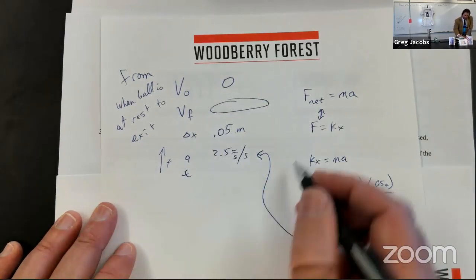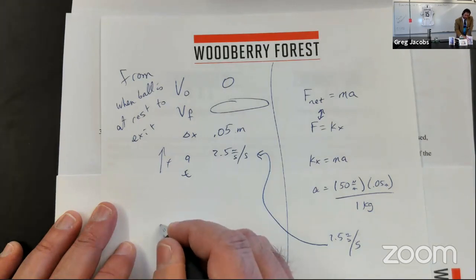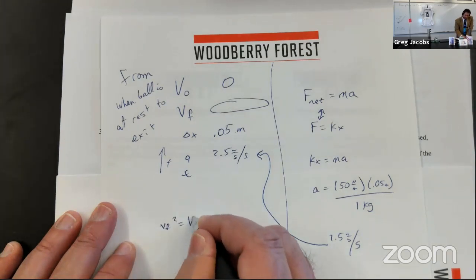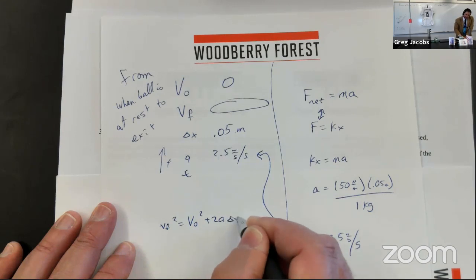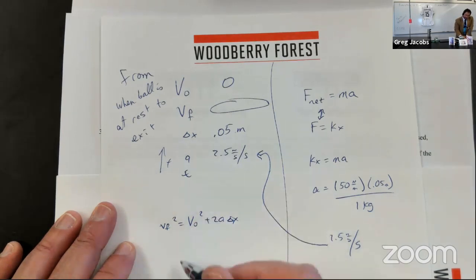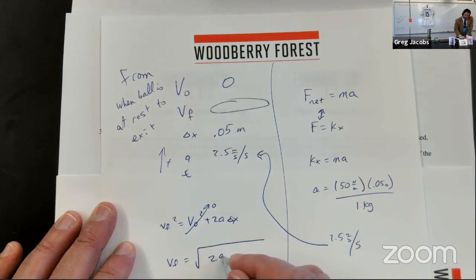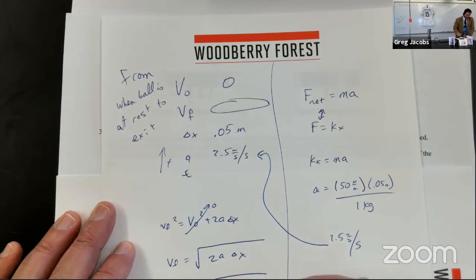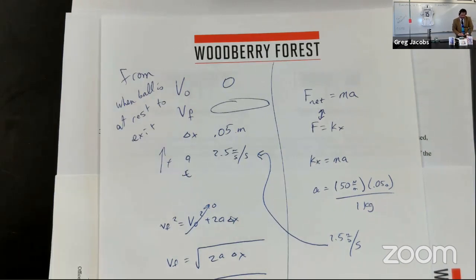And we solve with Vf squared equals V naught squared plus 2a delta x, one of the kinematics equations. I know that the initial velocity is 0, so Vf equals square root of 2a delta x, which is the square root of 2 times 2.5 meters per second squared times delta x, 0.05 meters. And that's 0.50 meters per second. That is 50 centimeters per second, if I want to think of it that way.